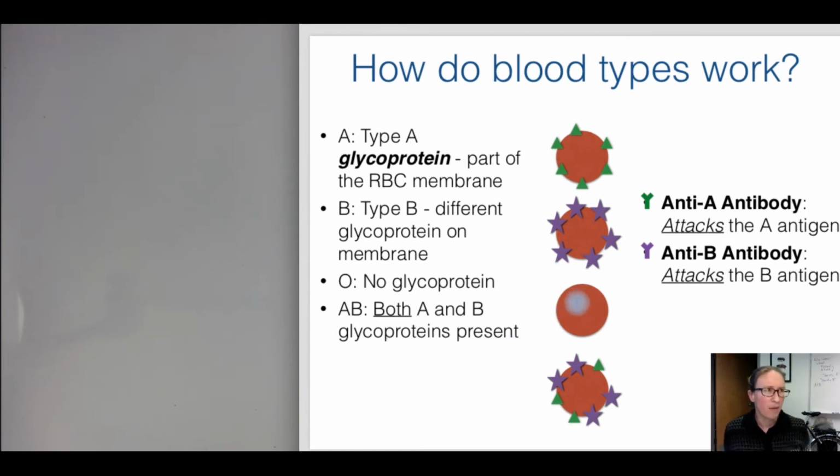So all things told, someone with type O blood is referred to as being a universal blood donor because anybody else can accept their blood. And then type AB blood is referred to as a universal receiver because someone with type AB blood has both of these glycoproteins present, so that person will never produce antibodies against their own red blood cells.